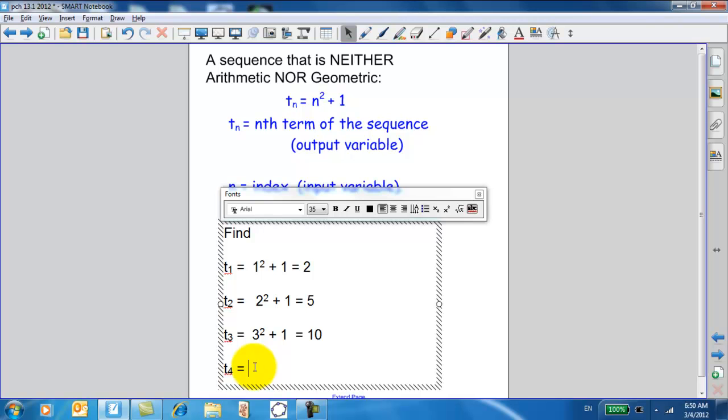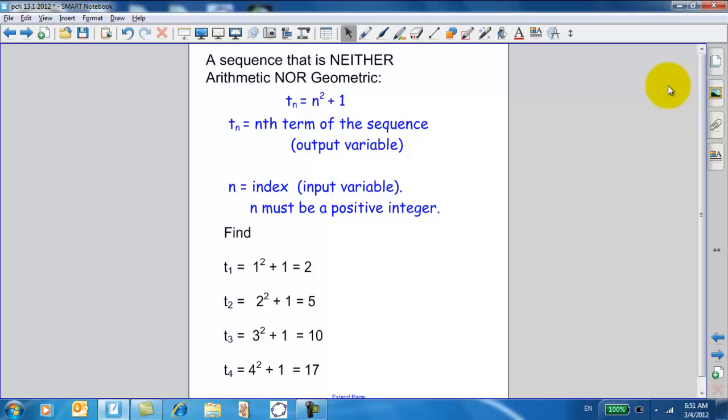And if you go to the next term, 4 squared plus 1, and you end up with 17. So up 3, up 5, up 7. What you might notice is that the common differences form an arithmetic sequence, and that's eventually what leads us to deciding that it's a second degree polynomial equation, but it's neither arithmetic nor geometric.